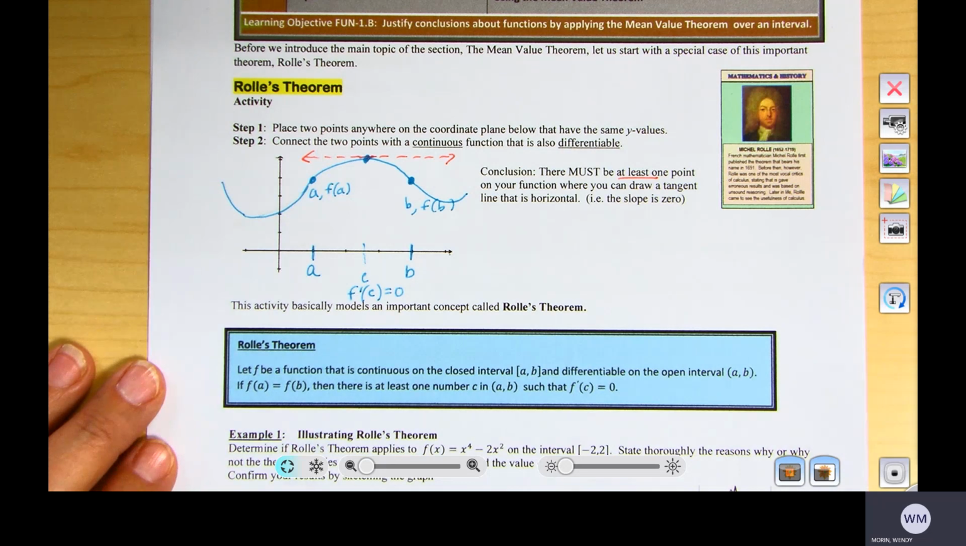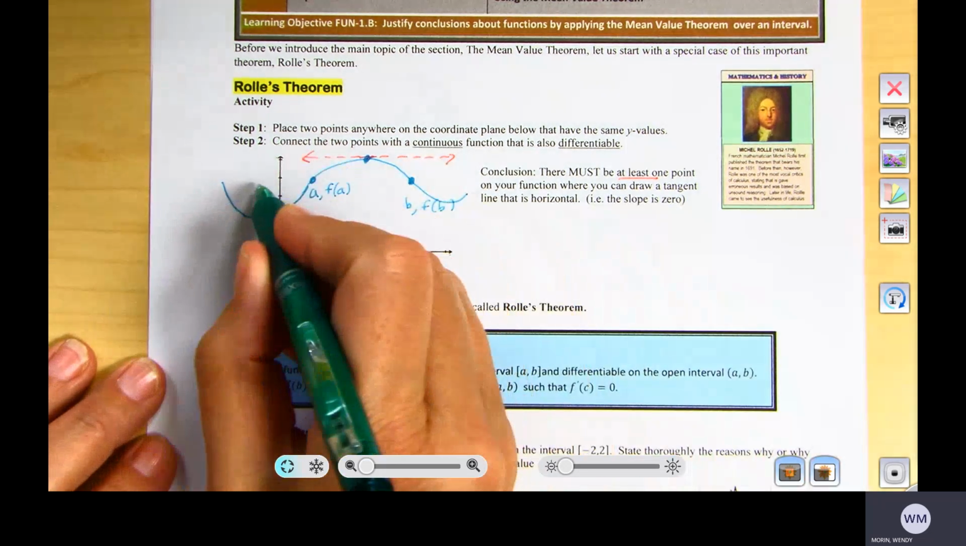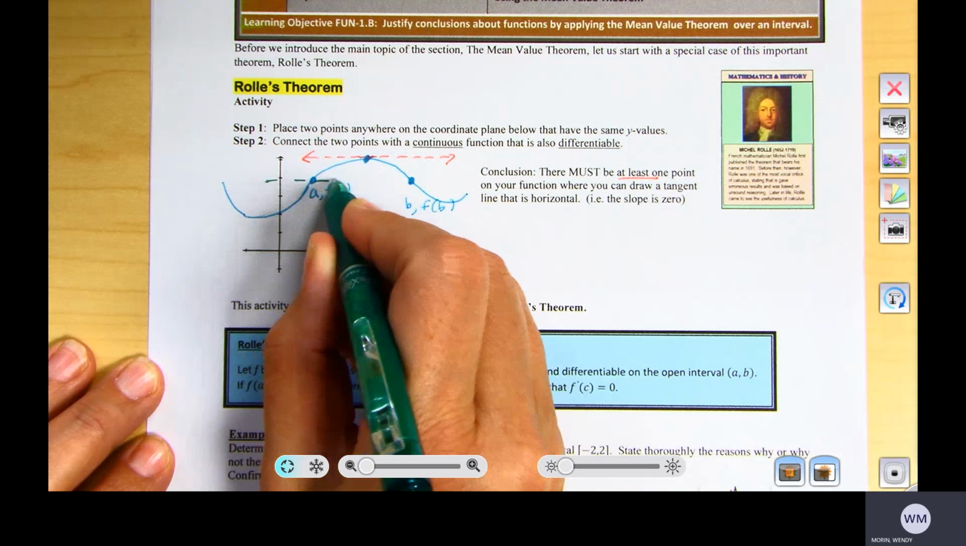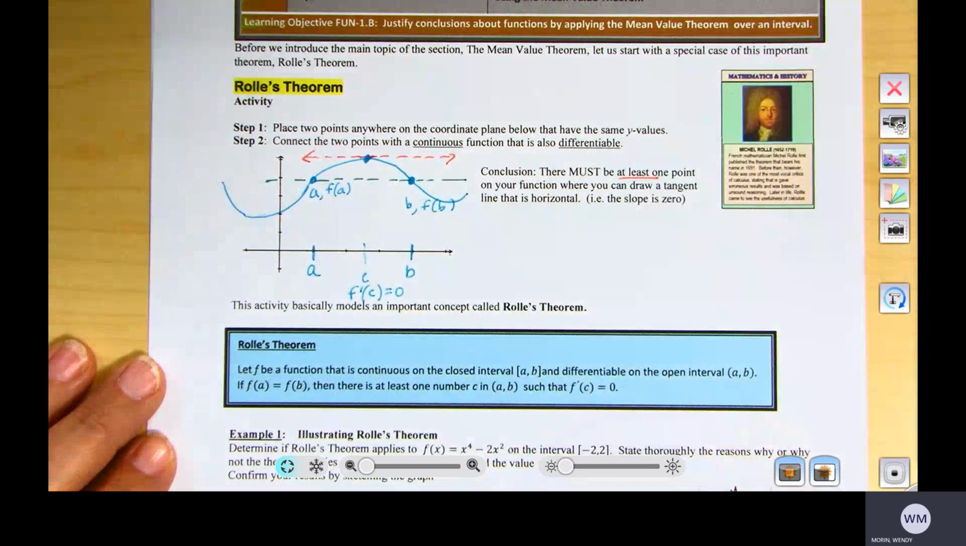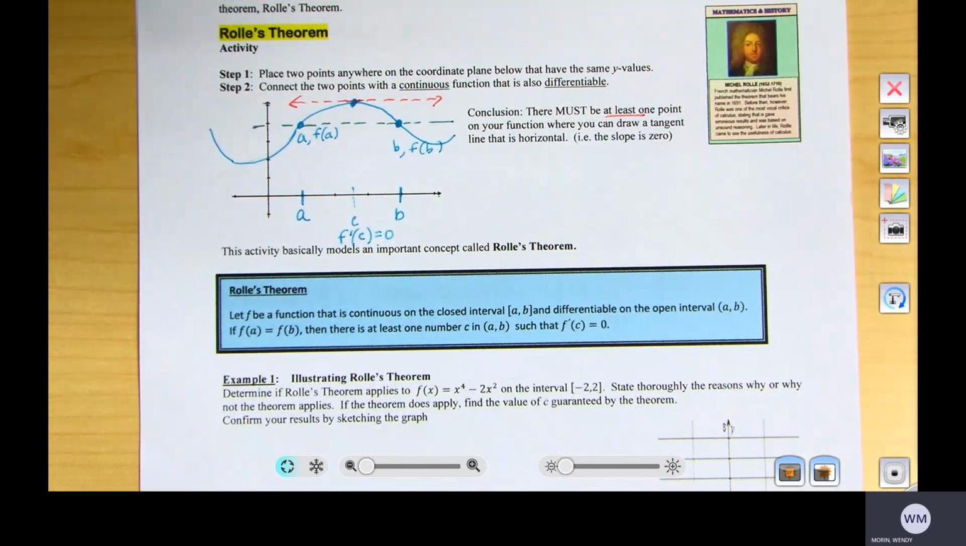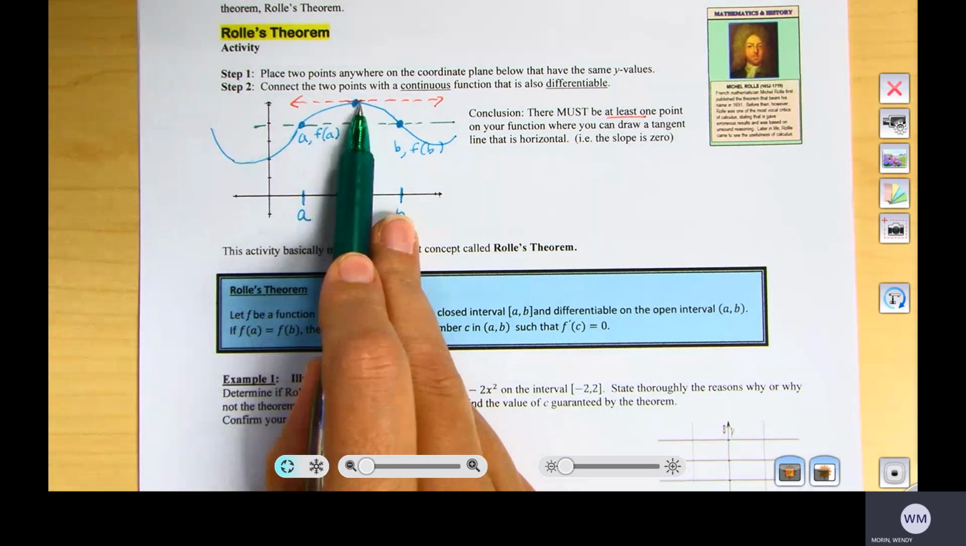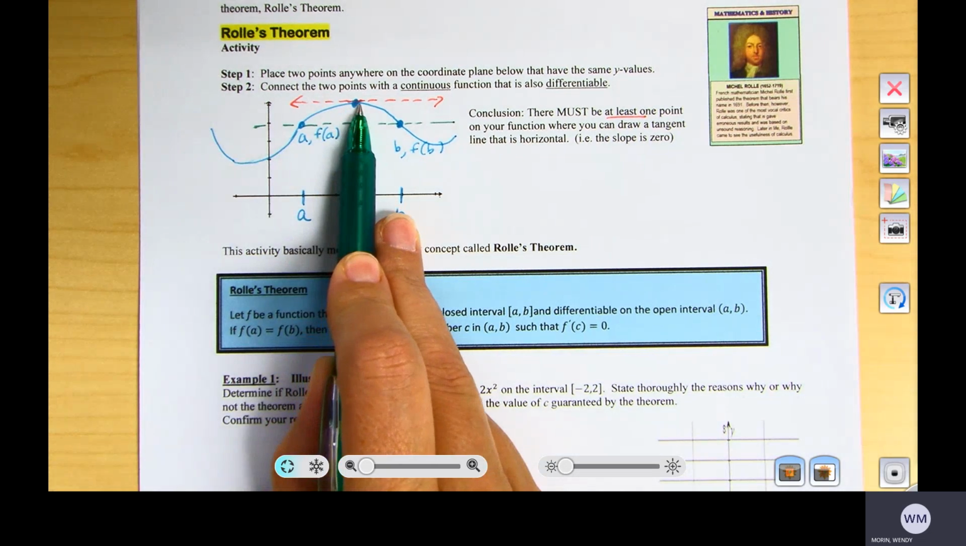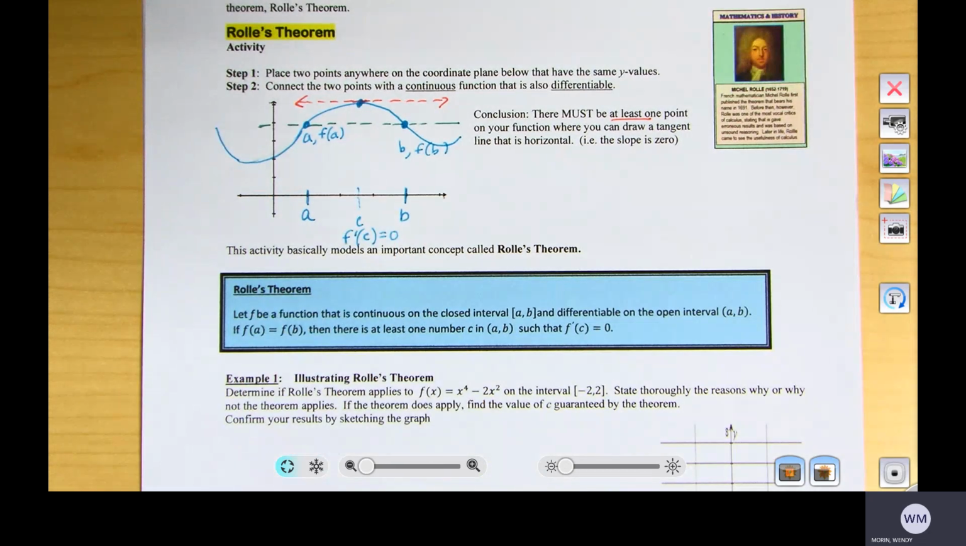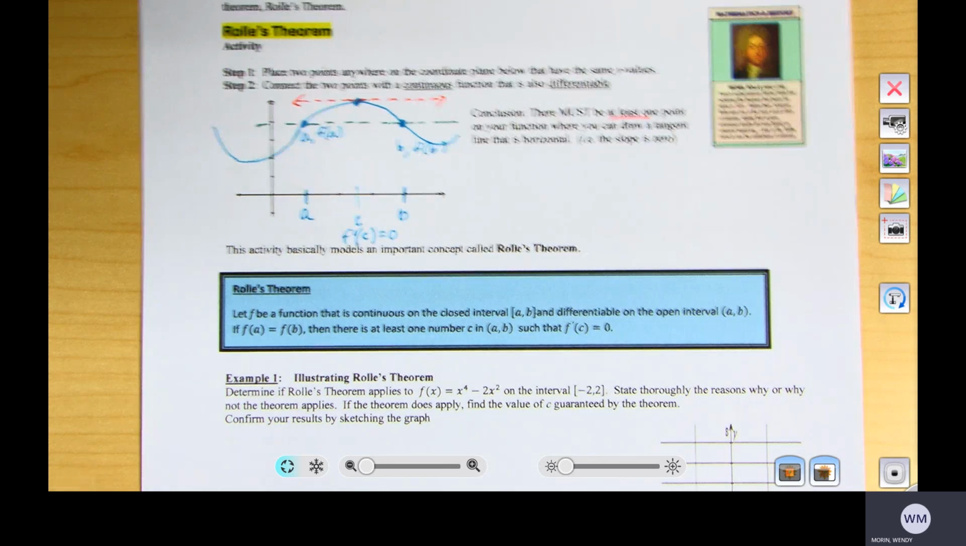What does that tell us? What is this line here that goes through f of a and f of b? That's called the secant line, right? What's the slope of the secant line? 0. What's the slope of this tangent line? 0. So that is going to lead us into the mean value theorem.